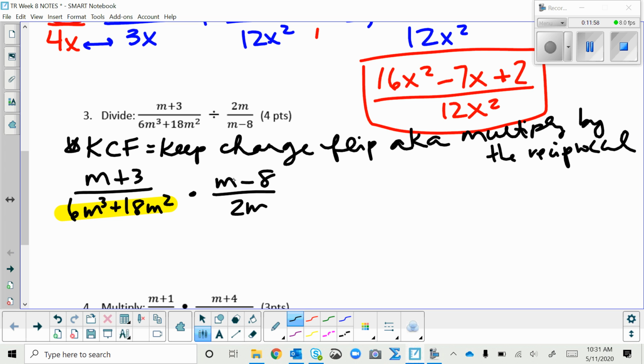So I'm going to take a second and rewrite this so that it is factored. So the m cubed up top is the same. 6m squared on the bottom leaves me m plus 3.